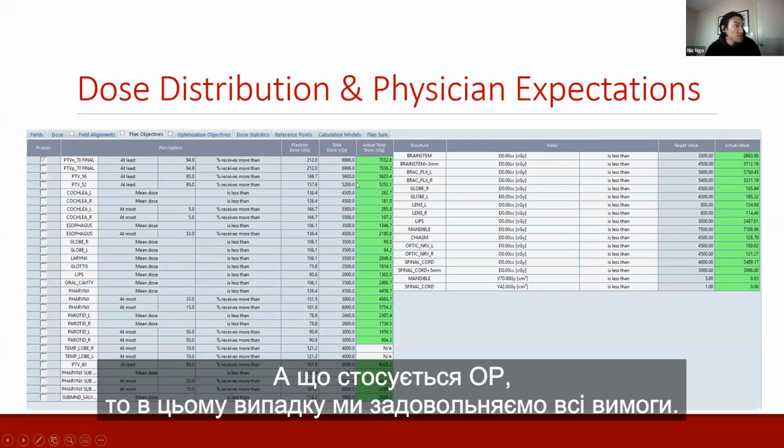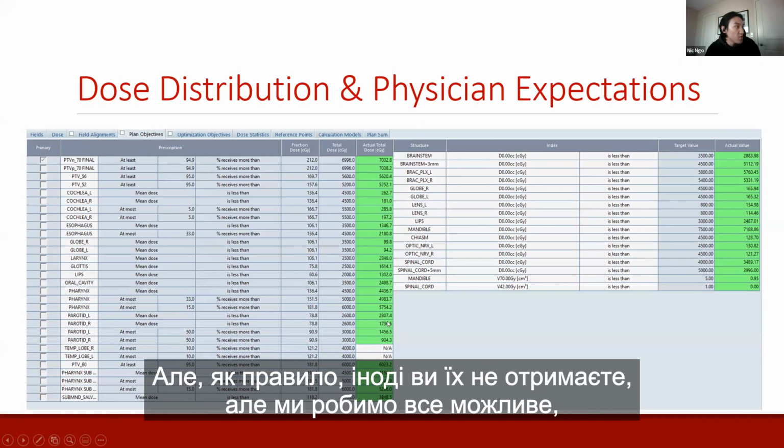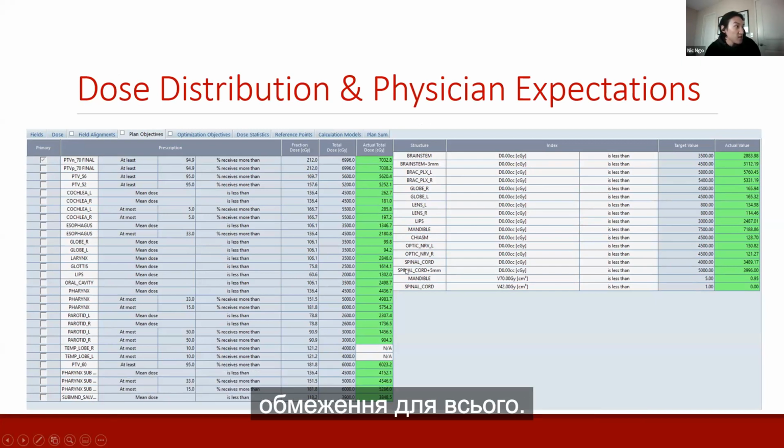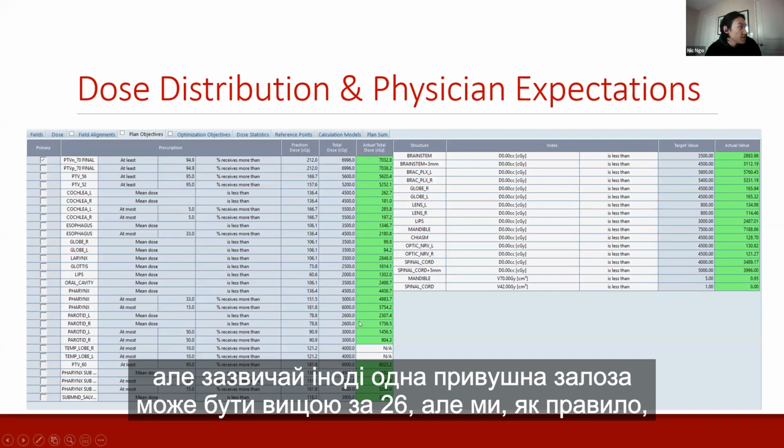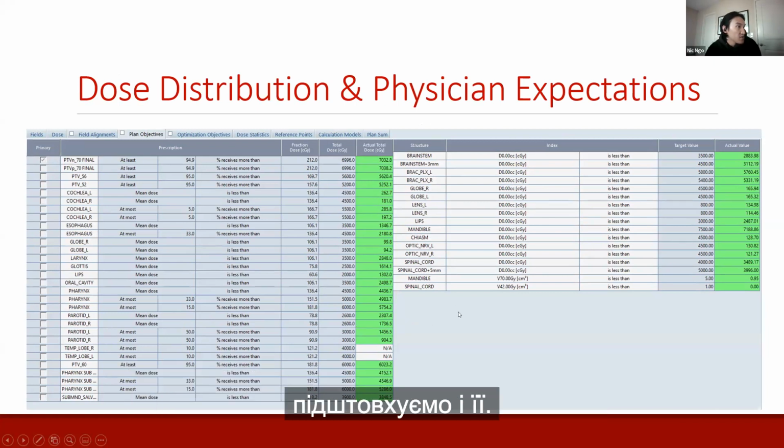And as far as the OARs, we're meeting all of them in this case, but typically sometimes you won't meet them, but we're trying ALARA for everything. And in this case, we're meeting both parotids, but usually sometimes the one parotid may be higher than 26, but we usually push that as well.